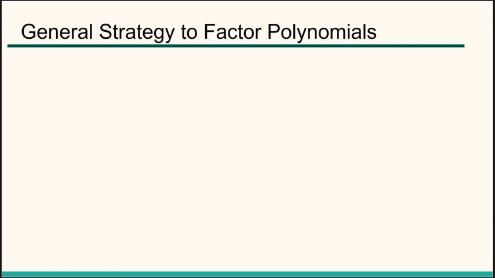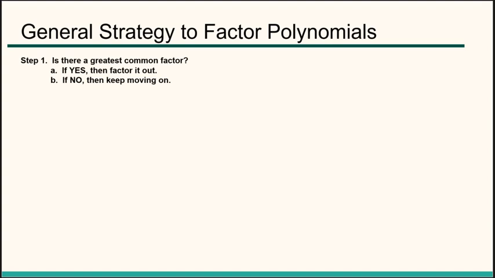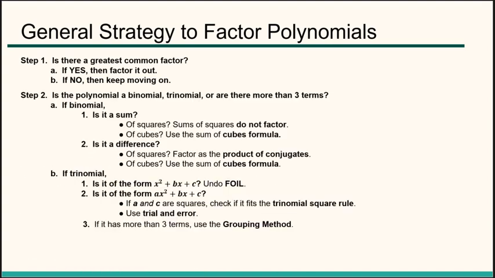Here's your general strategy. Step 1. Is there a greatest common factor? If there is, then factor it out. If not, just move on. Step 2. Is this a polynomial, binomial, trinomial, or are there more than 3 terms?